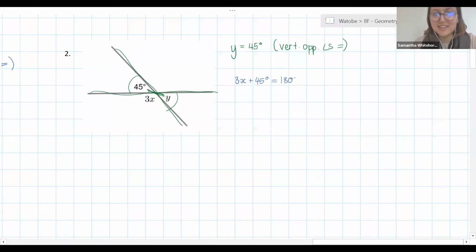And what's your reason? Because they are adjacent angles. And what are they on? They're sitting on a 180-degree line. Right, exactly. So these are angles on a straight line. Awesome. Well done. Keep going. And then you say 3x is equal to 180 minus 45. Good.